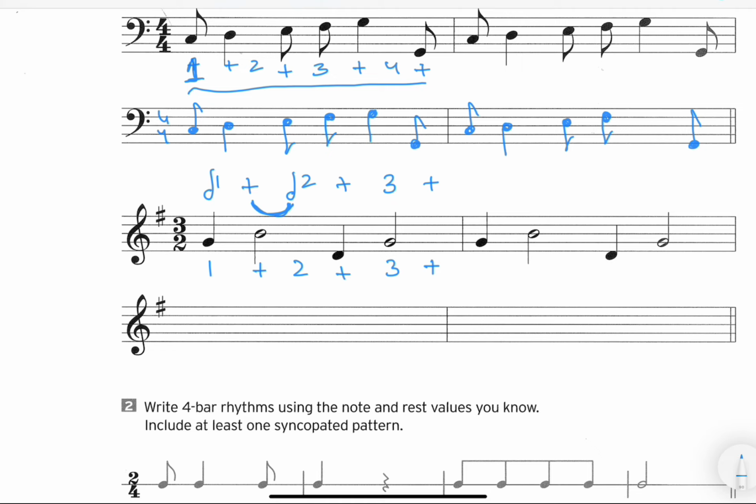So let's repeat them again. So we write 3 2.